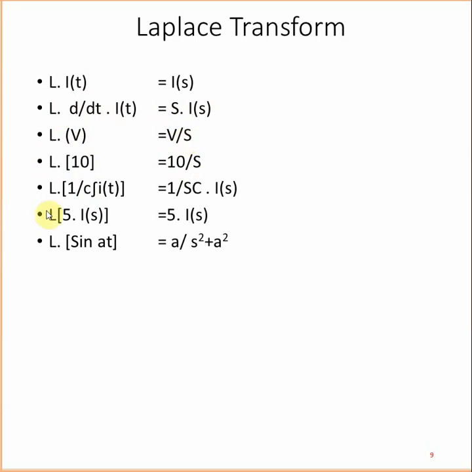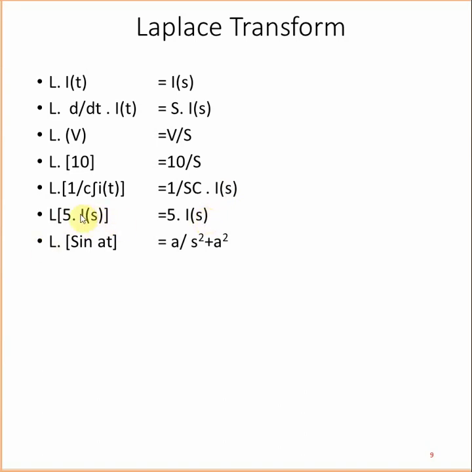V by s. Then integrations. Laplace transform of 1 divided by c into the integration of I of t: 1 divided by c is a constant, and the integration gives 1 by s. So it is I of s, replacing I of t with I of s. Then L of 5 into I of t means 5 into I of s.